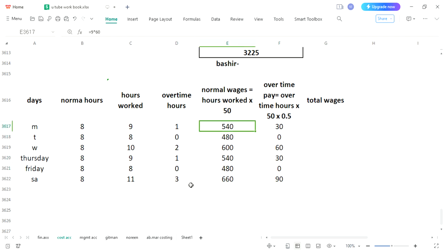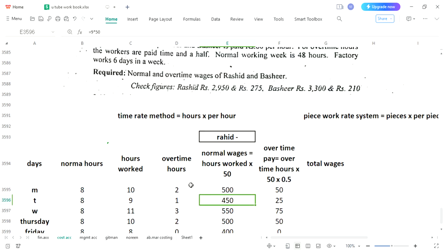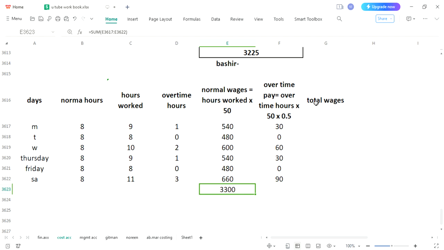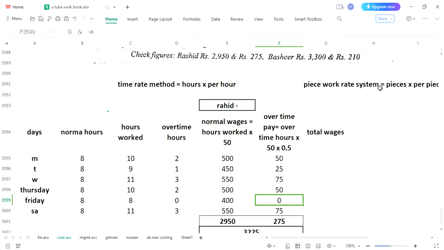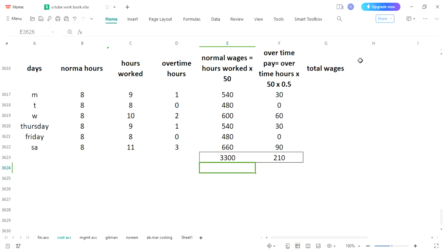Here you will first make the sum of normal wages. I am taking help from Excel and will ask for the sum of all these amounts. So the sum is 3300. You can see Bashir's first answer is 3300, and we have calculated 300. Now we will calculate the overtime payment. For that we will take the sum of all overtime payments per day present over here. The second answer is 210. In this way it has been completed.